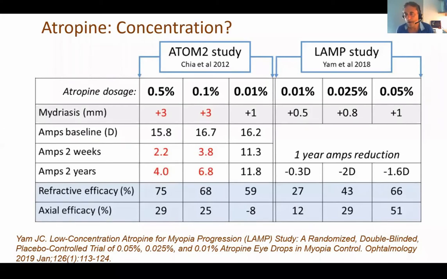So today many people start to use instead 0.01, 0.02, or maybe 0.05. That is a point that today we do not have an answer for. What we know today is we are starting to do combined treatments.